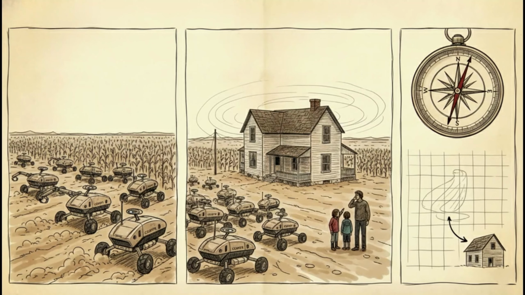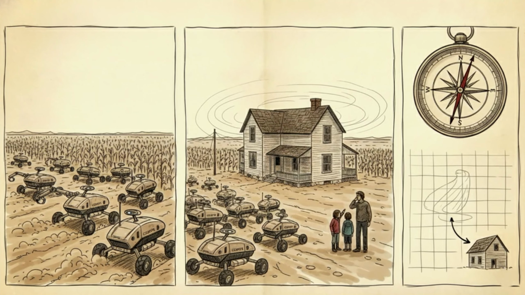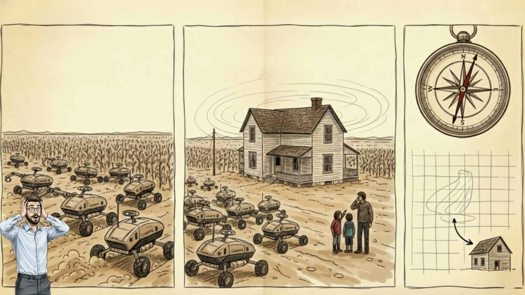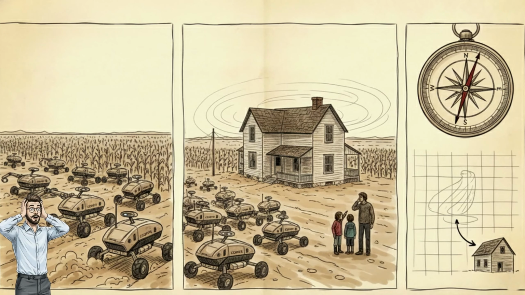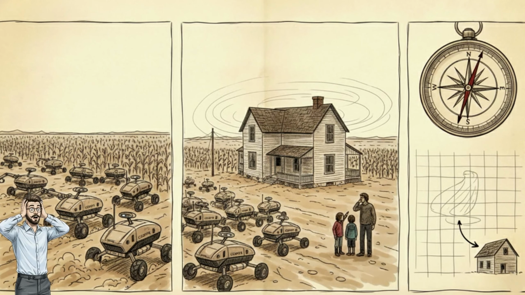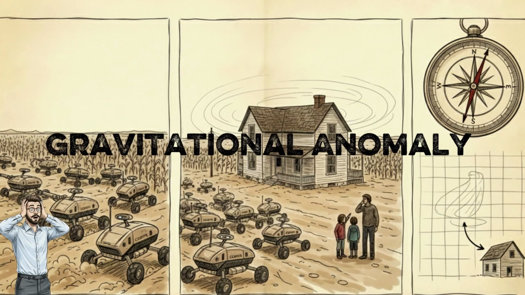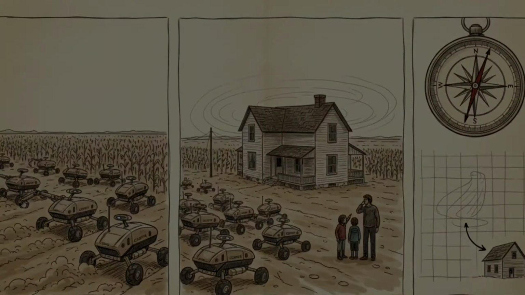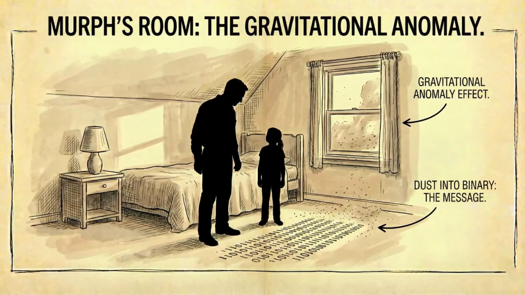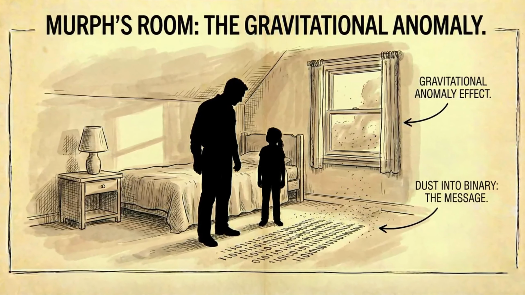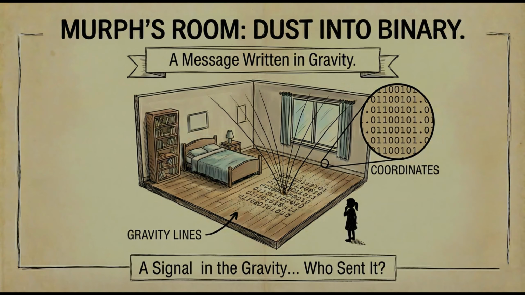Jump forward in the film, we see something even stranger, something that gives me chills every single time. Cooper's autonomous farming machines wander off their programmed paths. They're drawn by something invisible, something he calls a gravitational anomaly. But then, this is the moment. In Murph's room, gravity seems to arrange dust into binary coordinates, precise, intentional, almost like a message written in the language of gravity itself. And here's what we need to understand.